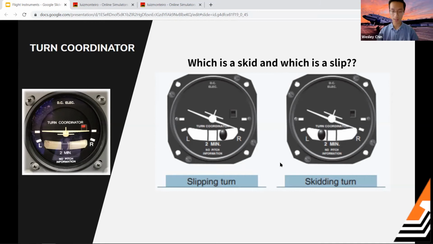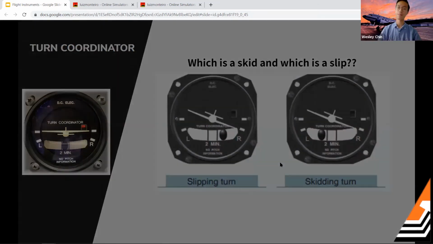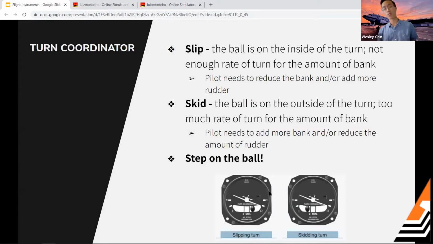So let's talk about this in more detail, figure out what the difference is. A slip is when the ball is on the inside of the turn, so you don't have enough rate of turn for that bank. And the opposite for a skid, that's when the ball is on the outside of the turn. So you've got too much rate of turn for the amount of bank, right? A good way to think about it is if you look at your turn coordinator and think of the ball as your tail, that can help you picture if you're in a slip or a skid. I'm sure we've all heard the term step on the ball, so you can use that to assist there.